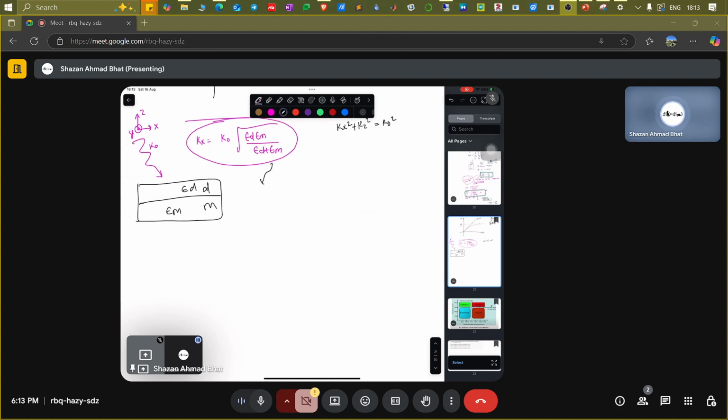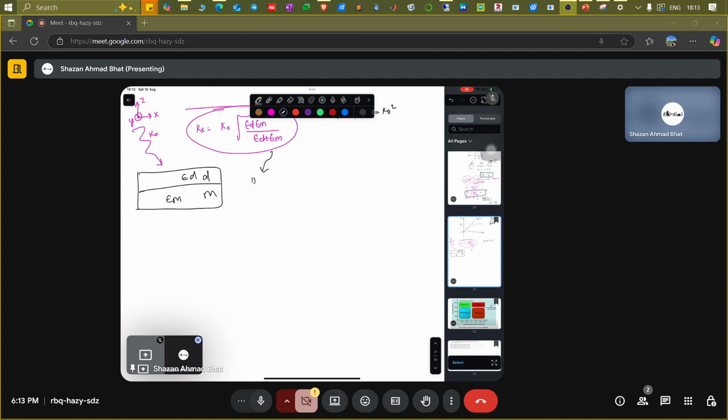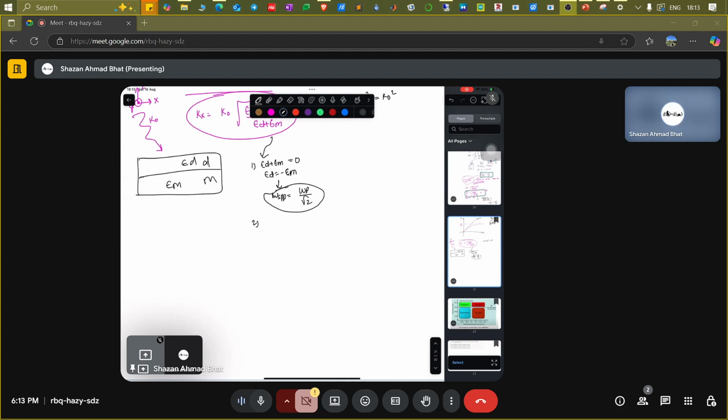So from this equation, you see that if epsilon d plus epsilon m is equivalent to 0, that means epsilon d equals to minus epsilon m. You saw that the resonance frequency of the surface plasmon polariton will be equivalent to plasma frequency divided by square root of 2. This is the condition for SPP to occur.